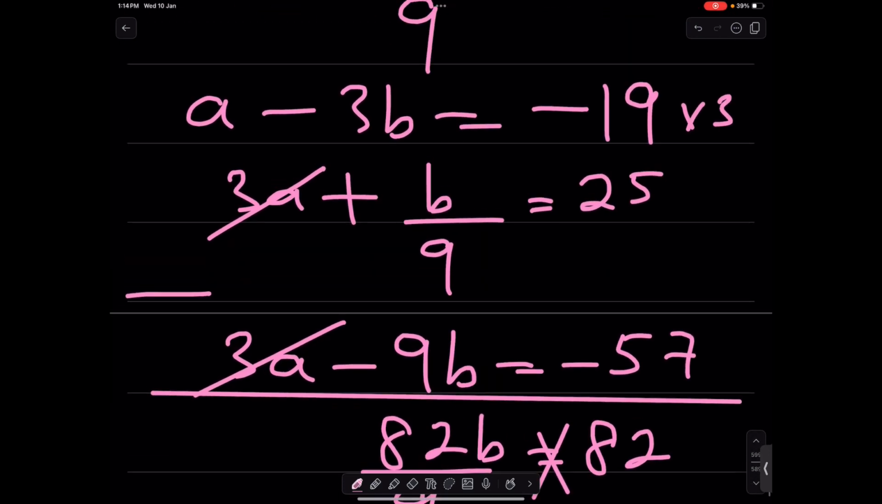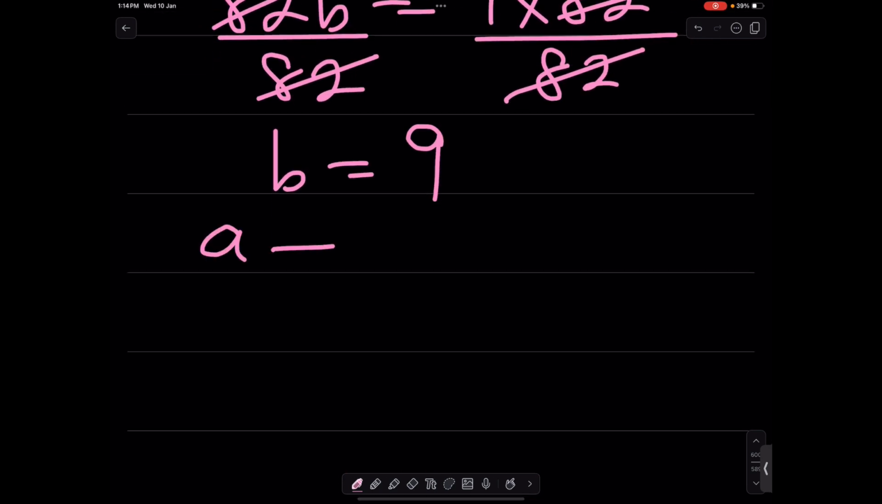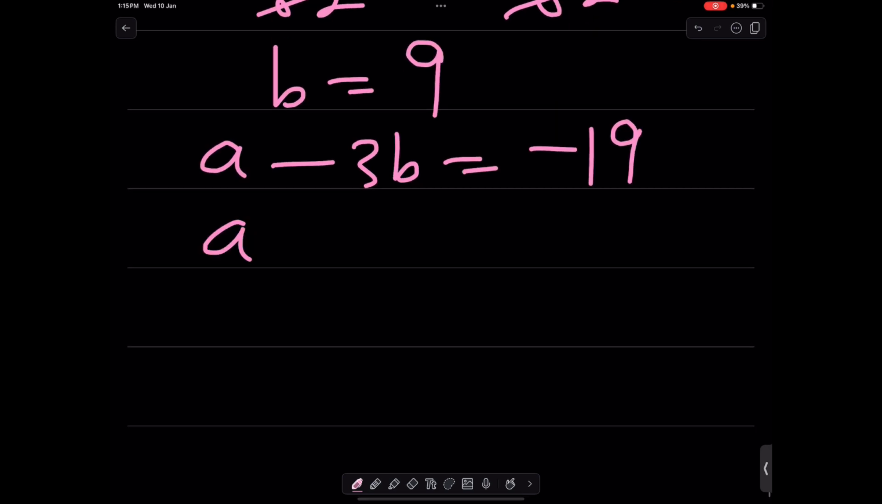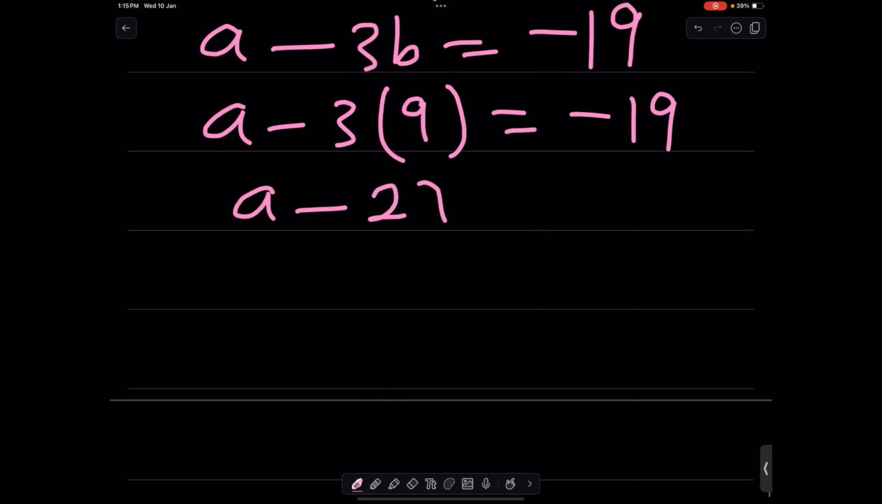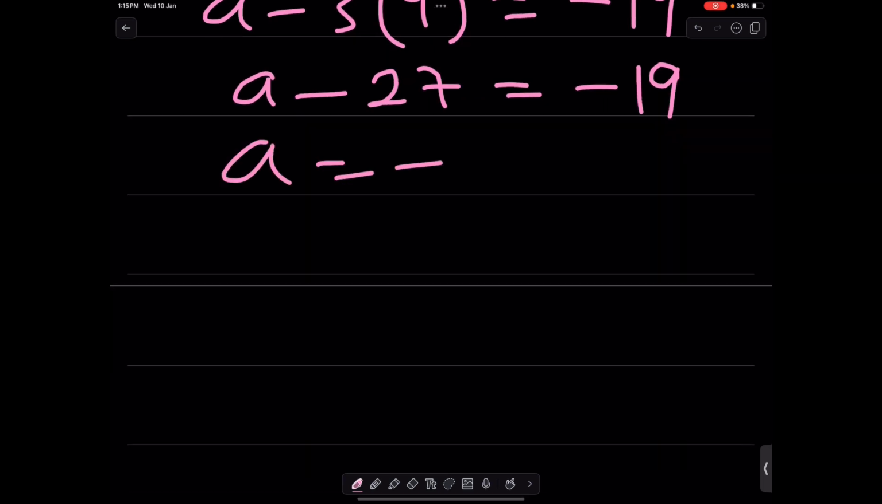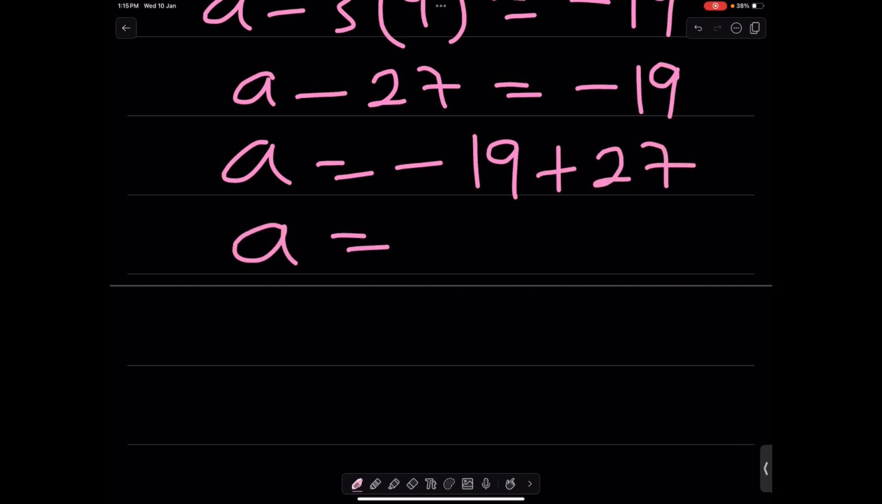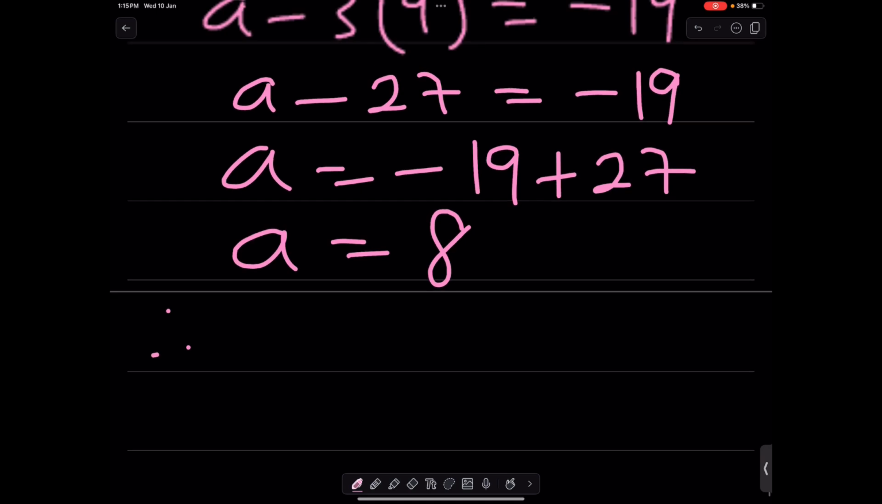If b is equal to 9, we can put that in equation 2. That simply means the equation which says a minus 3b equals minus 19 is the same as a minus 3 times 9 equals minus 19, which means a minus 27 equals minus 19, and that means a equals minus 19 plus 27, which means a equals 8.